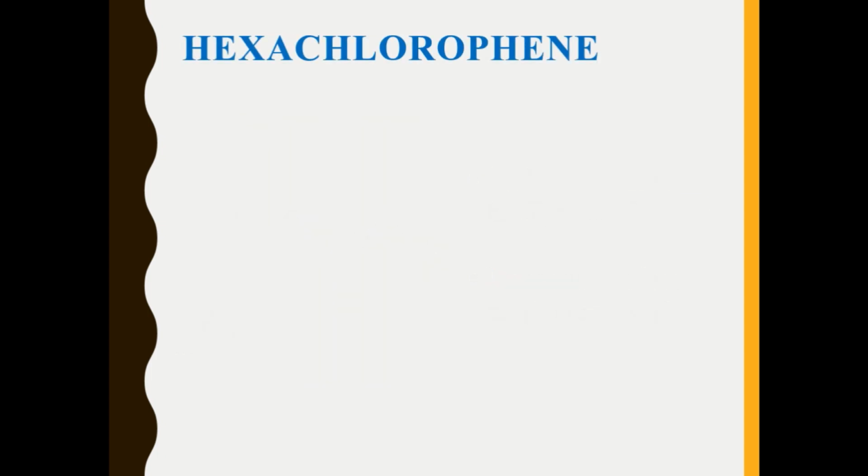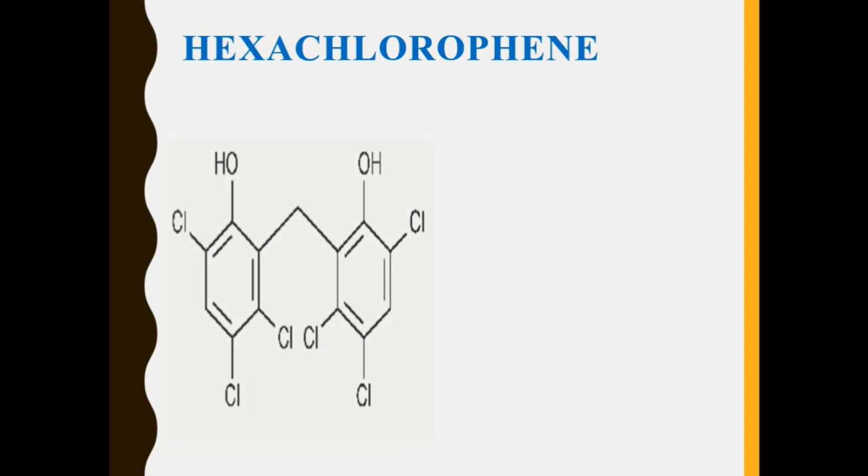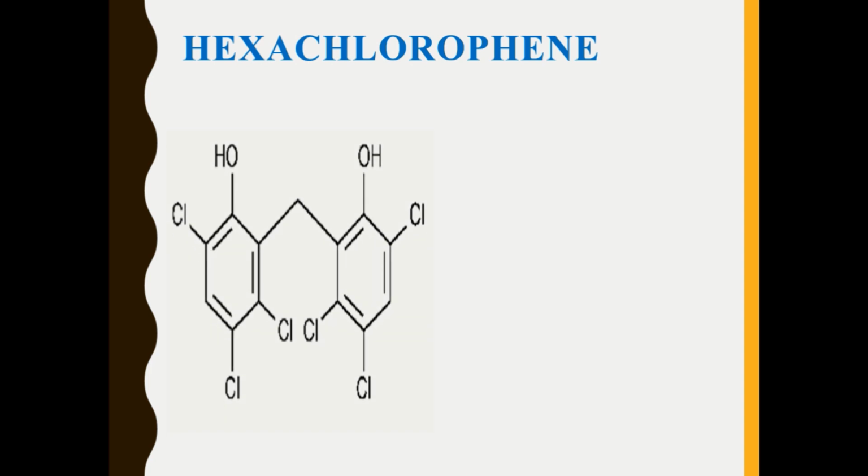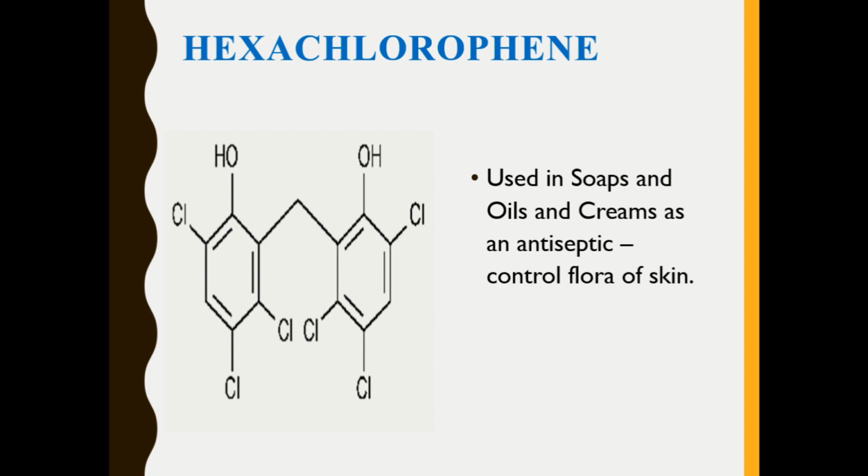The next compound of phenol is hexachlorophene. You can see here the structure of hexachlorophene, and this is used commonly in soaps, oils and also creams as an antiseptic. Everybody knows that a number of antiseptic creams are available where hexachlorophene is one of the compounds used in these soaps, oils and creams, and ultimately it helps to control the flora of the skin. It is particularly more effective against gram positive bacteria.